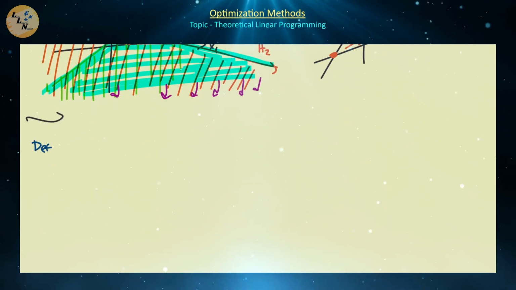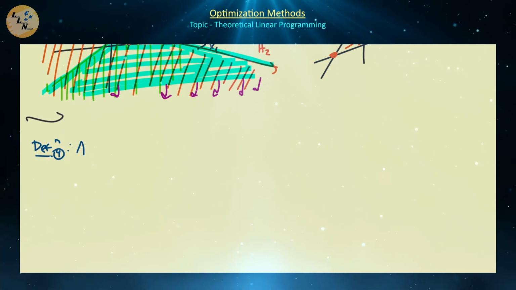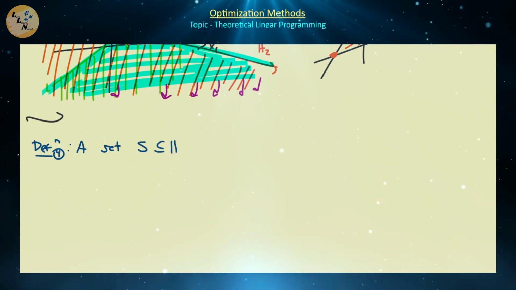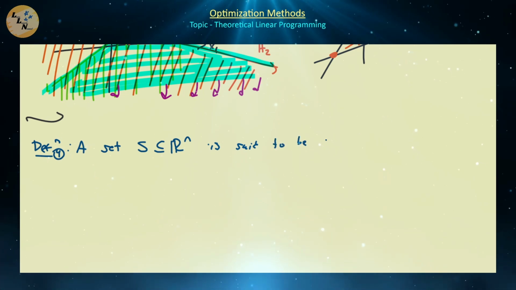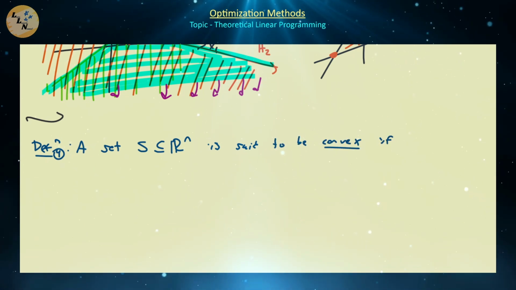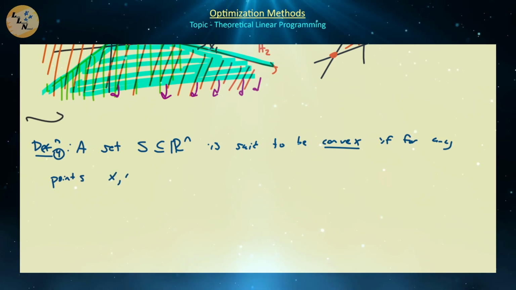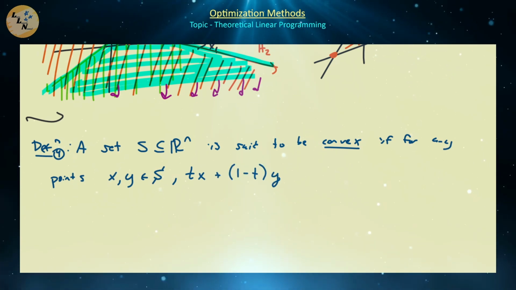So definition number 4. A set S in Rn. S need not be a half space. S can just be any type of set. It is said to be convex if for any points x, y in S, the following is always satisfied: tx plus (1 minus t)y also belongs to S for any t belonging to [0, 1].